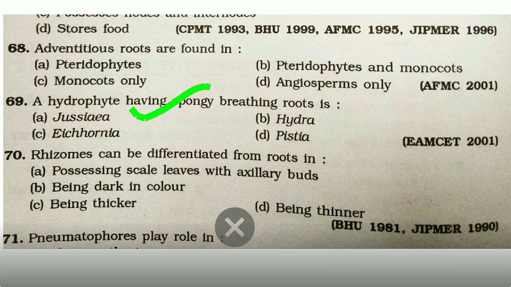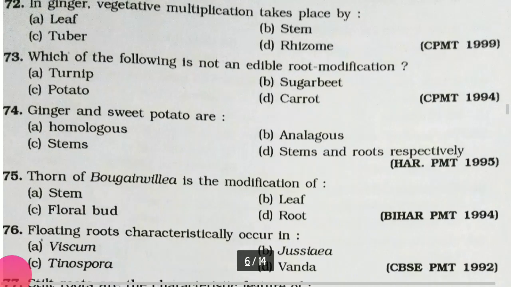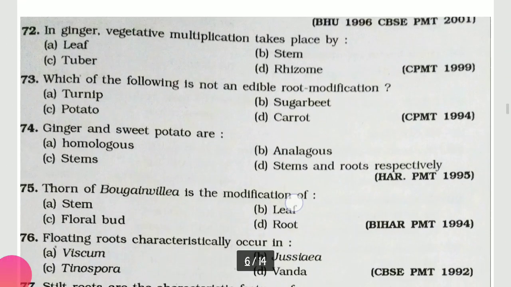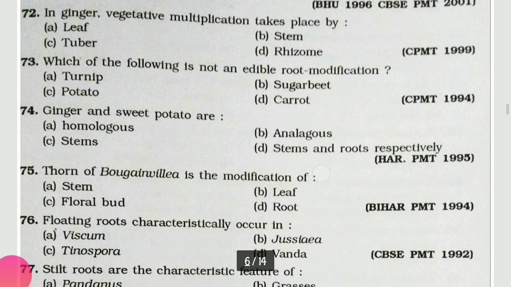Rhizomes can be differentiated from roots in what? What will be the answer here? They possess scales, leaves with axillary buds. Now coming to the next question. In ginger, vegetative multiplication takes place by what? You all know the answer here. The answer will be rhizome.